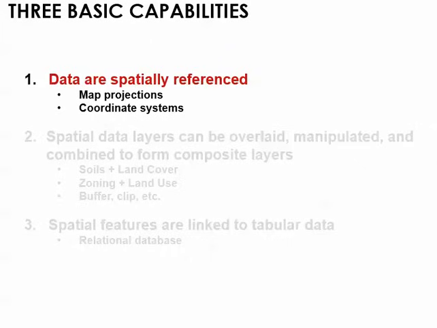There are 3 basic capabilities in GIS that distinguish it from other programs that can generate similar outputs, such as maps. For instance, AutoCAD. You can create maps in AutoCAD, however, it does not have these 3 basic capabilities that GIS does have. One being that the data is spatially referenced. And the way that we're able to do that is through a very scientific process that is map projections, and we use coordinate systems to be able to project our maps.